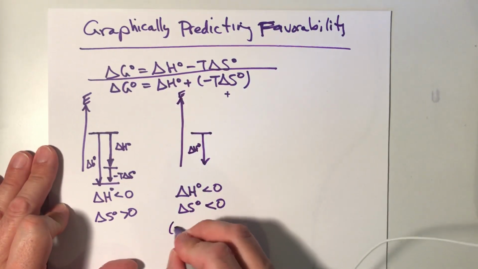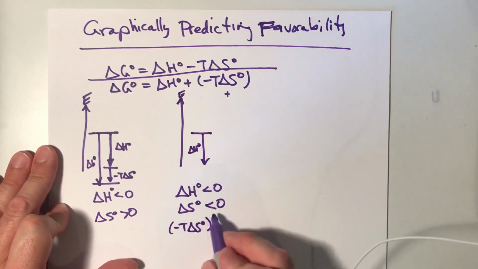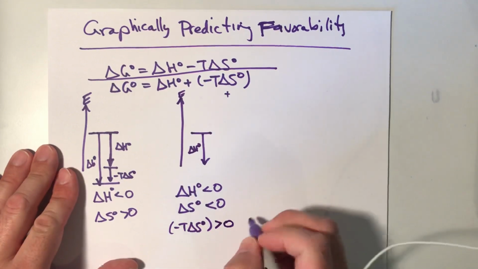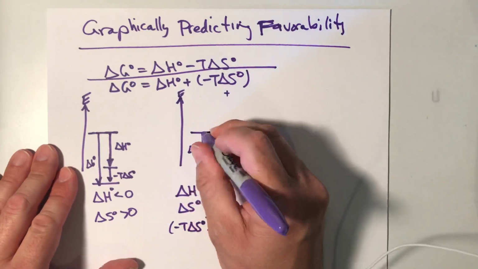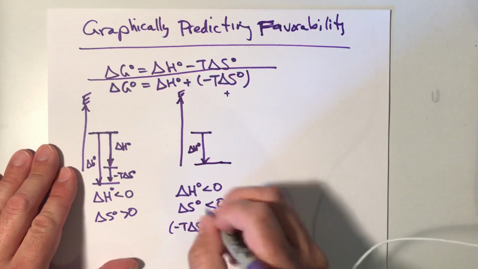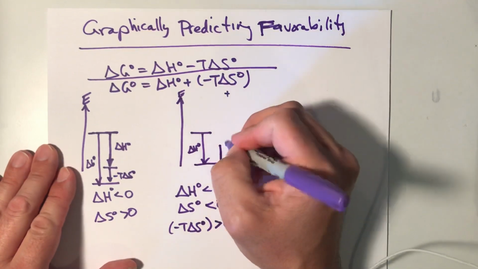But what's going to happen that's odd is that the minus T delta S term, because you have two negatives, right? We're specifying a negative delta S, and we have the negative sign out in front of the term. That's going to make this term positive. So now we had a down arrow for the delta H, but the negative T delta S term is actually going to be positive, and it's going to go back up.